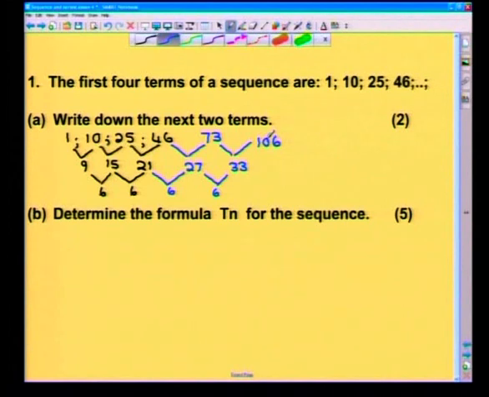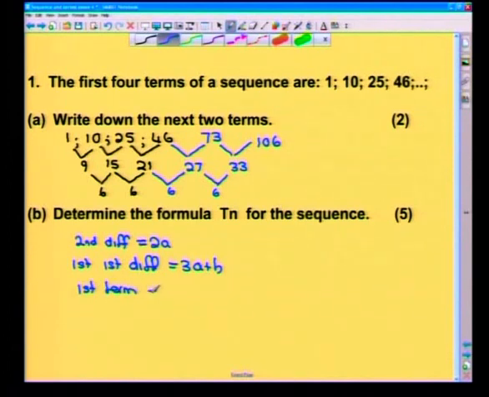Now, what I'm going to do next is I'm going to work out the Tn. Now, what I've just shown you is a really nifty way to know that. What did I say to you? I said the second difference is 2a. The first difference is 3a plus b. And the first term is a plus b plus c. So let's have a look what that means.